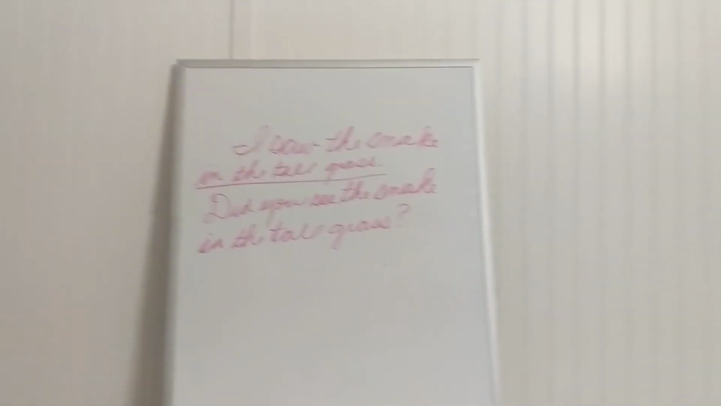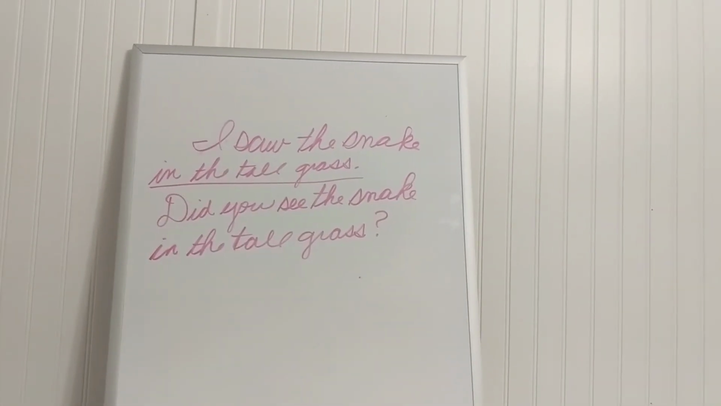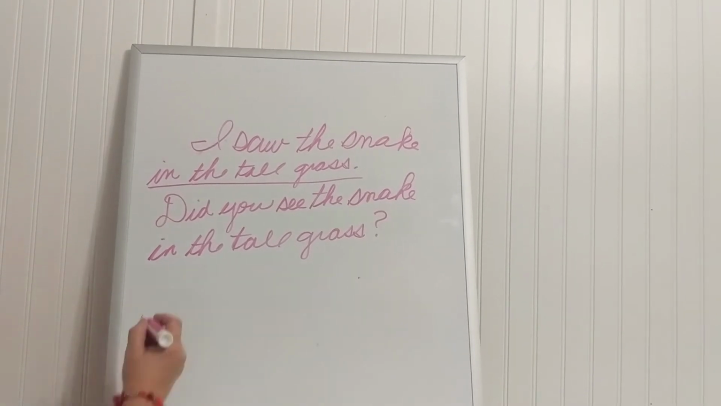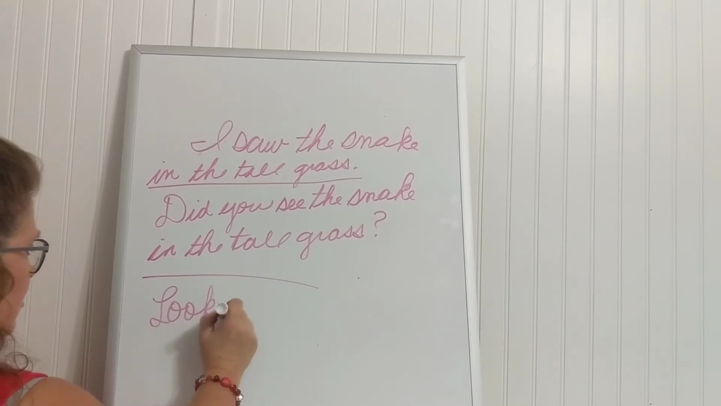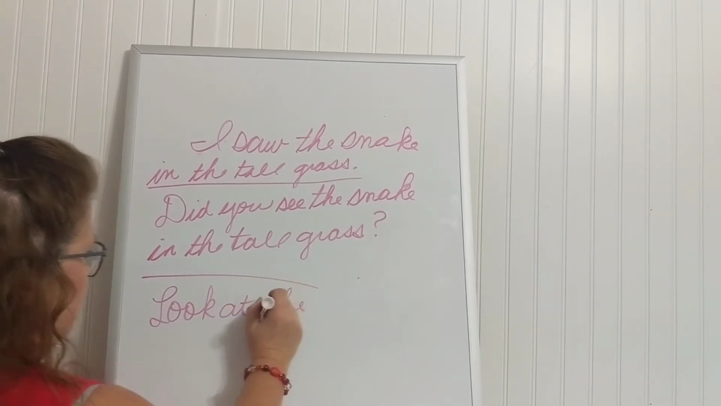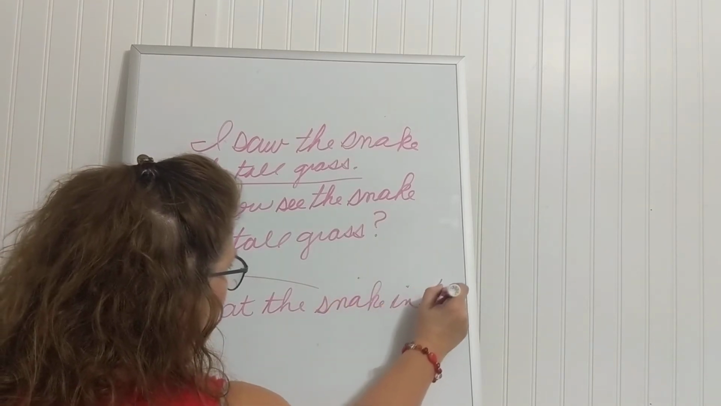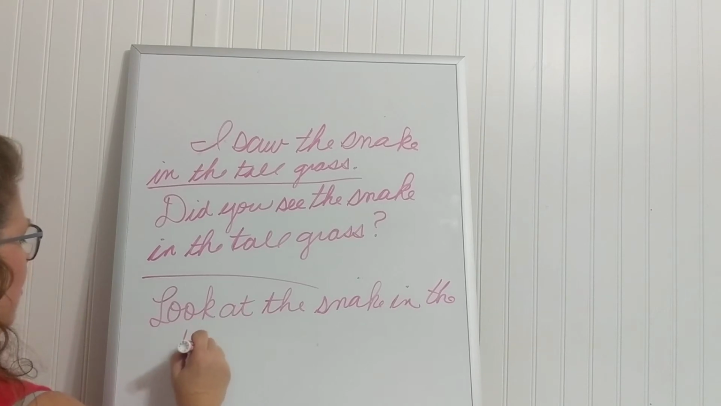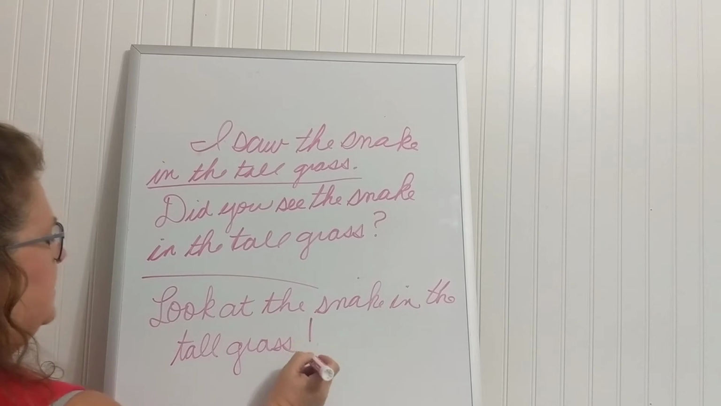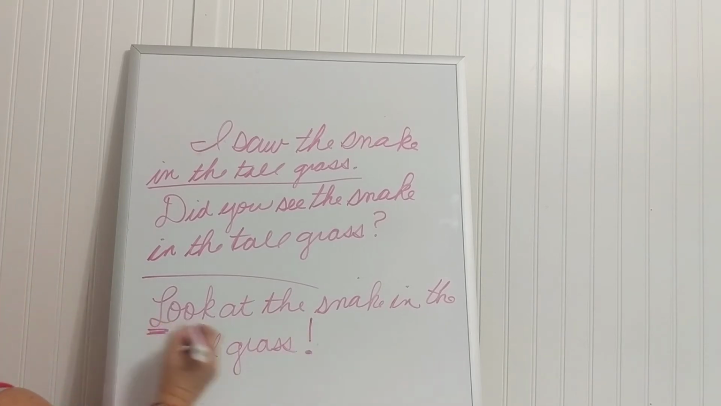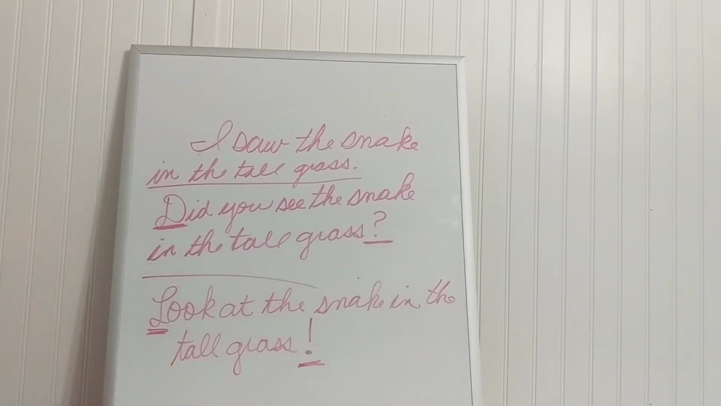And then to make it an exclamatory sentence, we could say, look at the snake in the tall grass. So here is our exclamatory sentence. Look at the snake in the tall grass. Now, if it is exclamatory, what's it going to end with? An exclamation point. There's my capital letter, there's my punctuation.